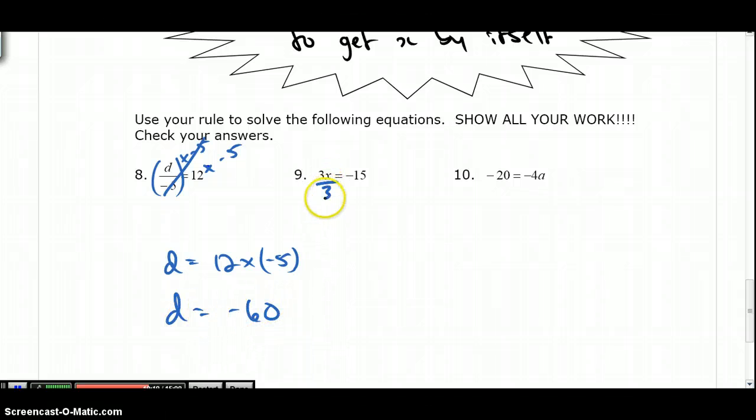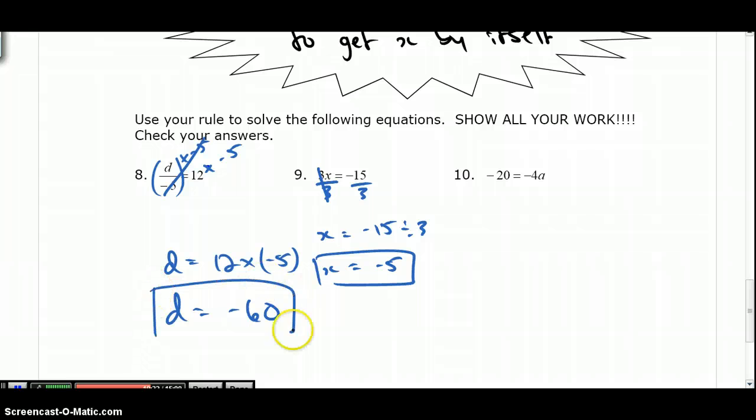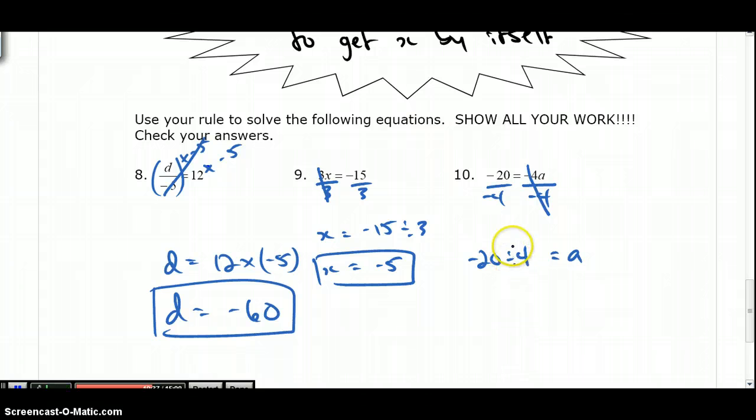On this side, we have 3 times x. We have 3 groups of x. So our opposite operation is we're dividing by 3. X equals negative 15 divided by 3. So x equals negative 5. I'll just put some boxes around our answers so you can see them. This last one, we have negative 4 times a. So our opposite operation would be to divide by 4. And I'm canceling this because I have a by itself on the right, and I have negative 20 divided by negative 4 on the left. And we're left with 5 equals a. Negative divided by a negative is a positive.